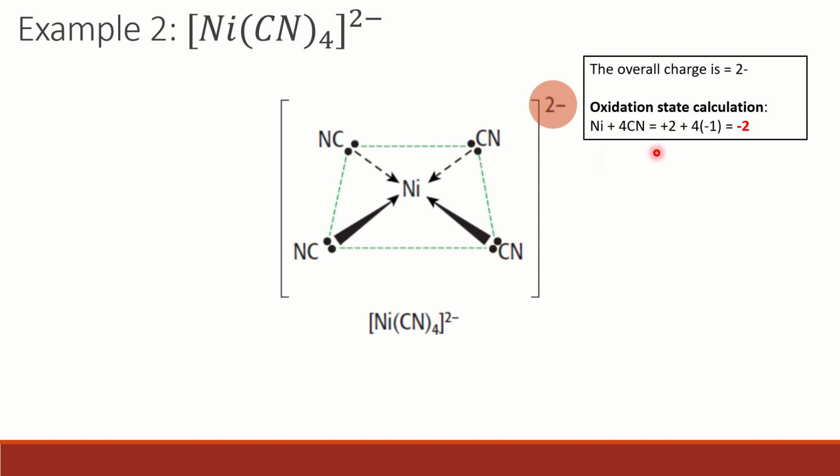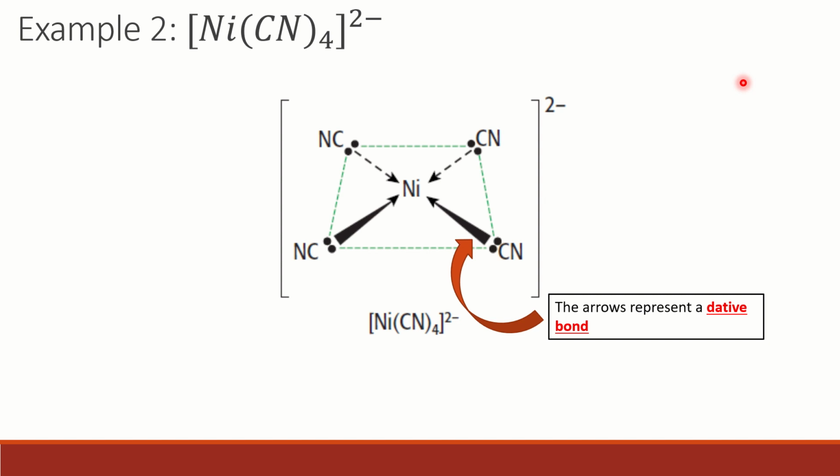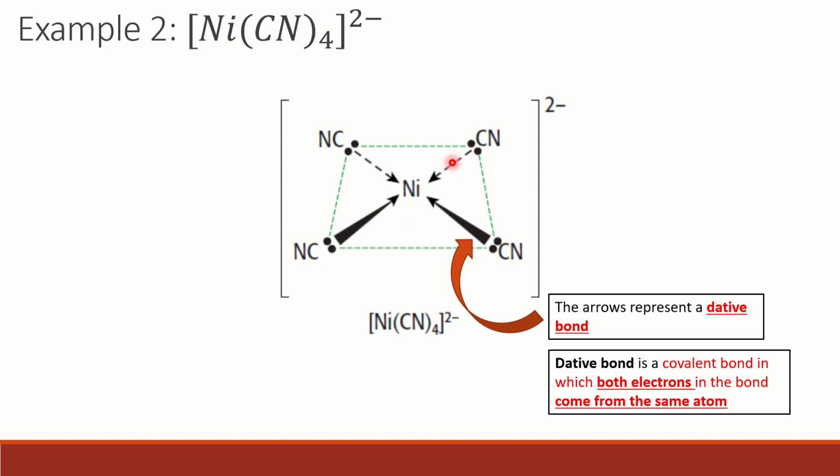Nickel has a charge of plus 2. And then the CN is negative 1. So the overall oxidation number is -2. That's why the overall charge is 2 minus. Okay. And then here, that is the dative bond. All these are dative bonds. We have the definition as well already.